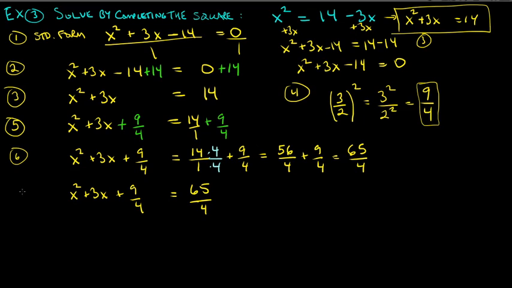Okay, so step 7. What was step 7? Step 7, oh, actually we didn't finish step 6 yet. Sorry about that. Step 6 is to factor the left side here. And so how do we factor this? Yeah, so we should factor x squared plus 3x plus 9 over 4.